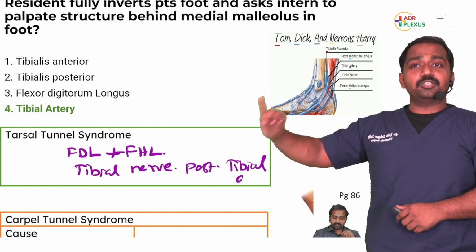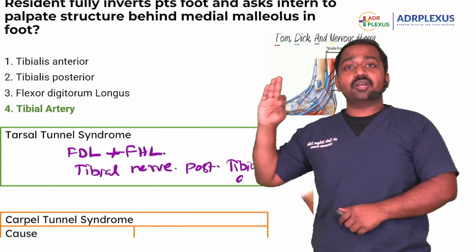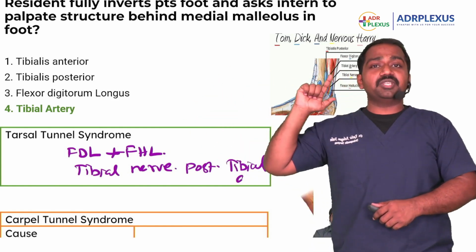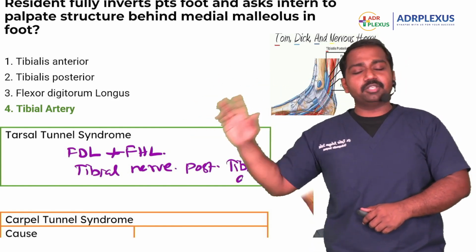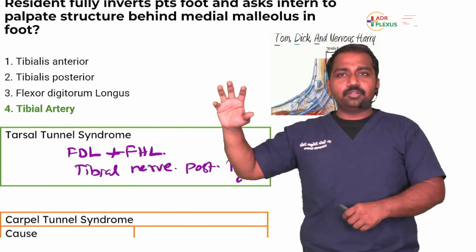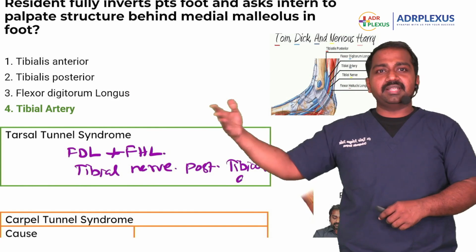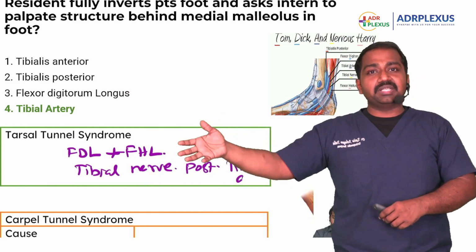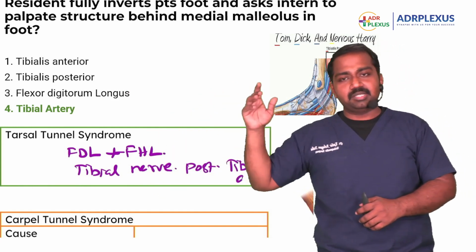There you have flexor digitorum longus, flexor hallucis longus, and the artery that you see there is a posterior tibial artery, and the nerve that you see there is a tibial nerve. So if they are asking you for a vascular structure, like feeling the pulse or something like that, then the answer has to be a posterior tibial artery.